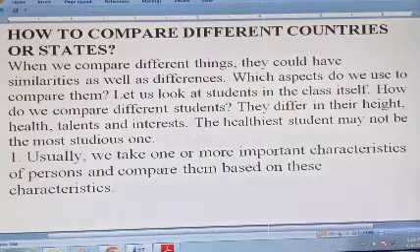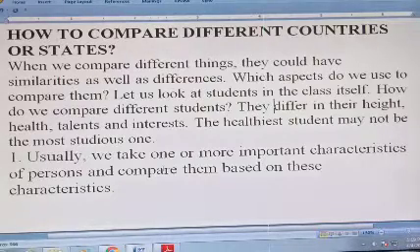Let us look at students. In our class itself, how do we compare different students? They are different in their height, health, talents and interest. Maybe the healthiest student may not be the most studious one. It is quite obvious, right? So let's see how to compare different countries or states.